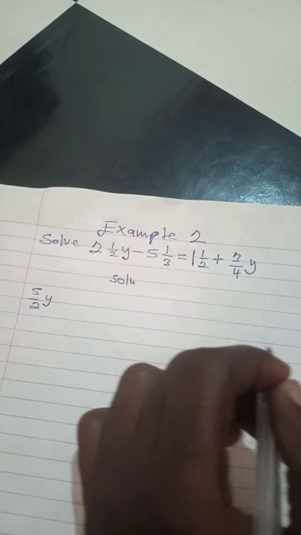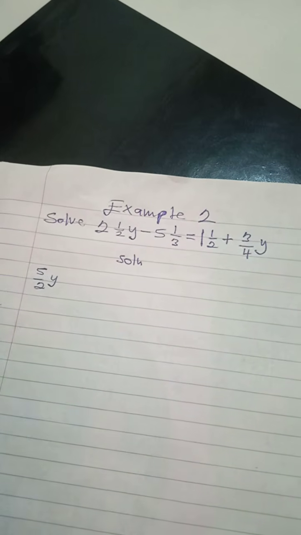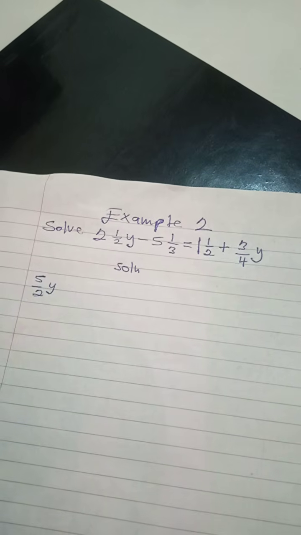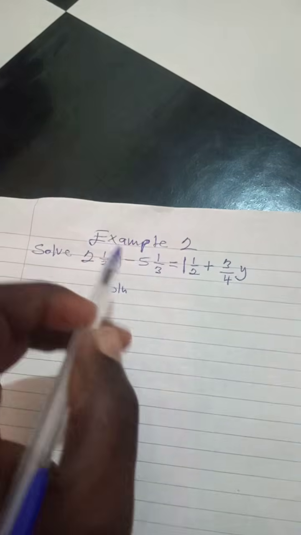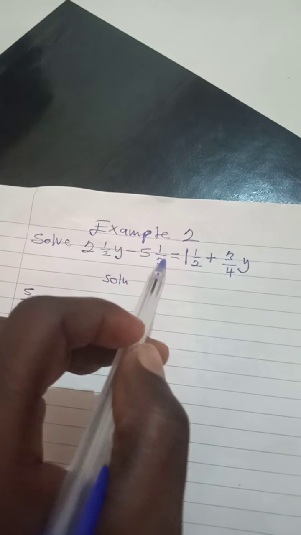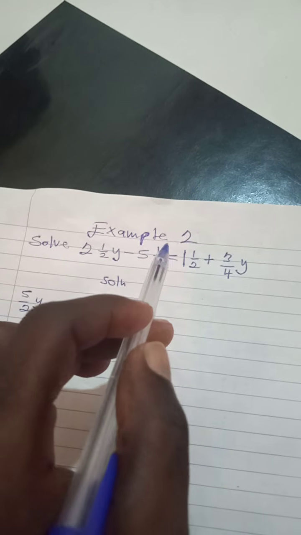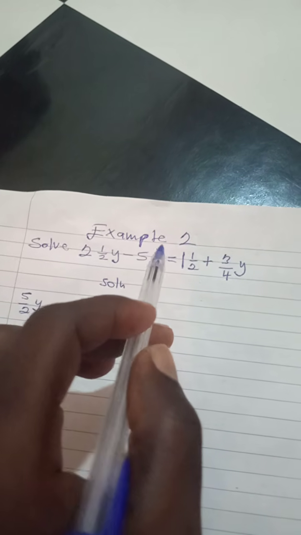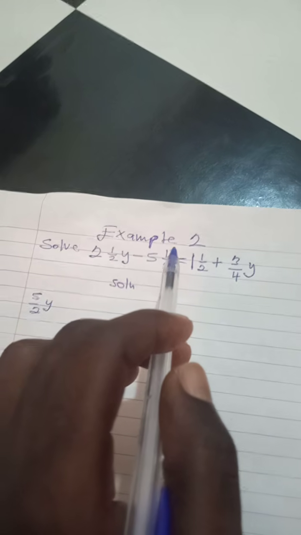Okay. Then we come to 5 whole number 1 over 3. That one too, you multiply the 5 by the 3. You get 15. Then you add the 1 to it. You get 16. So 16 over 3, right? 16 over 3.